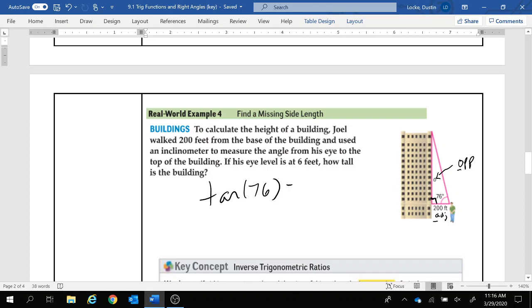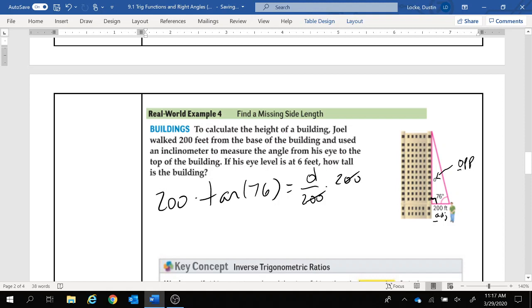All right. So anyways, since it's not working at the moment, just basically type in tangent of 76, and it's going to be equal to opposite over adjacent, so O over 200. Times 200 to both sides of your equation. So that will cross out, and we can find our missing side. Oops, sorry, it's not O, it should be D right here.